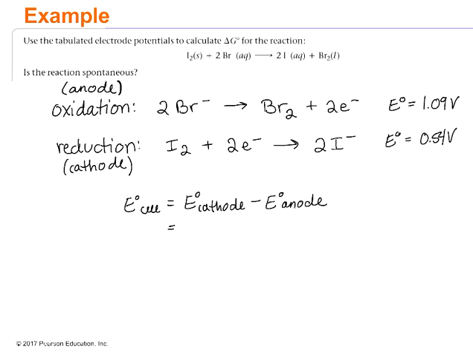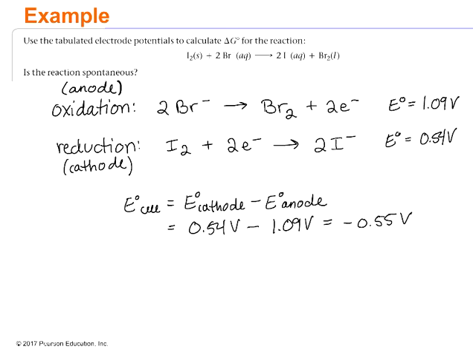So the cathode value is 0.54 volts, and then we're subtracting the anode value, which is 1.09 volts. Okay, so we're ending up with a negative value, negative 0.55 volts. So we can probably already tell whether this is spontaneous or not, right? Without even calculating delta G.